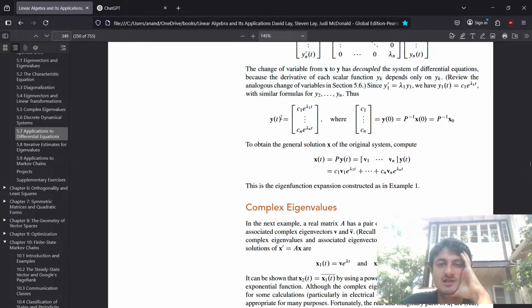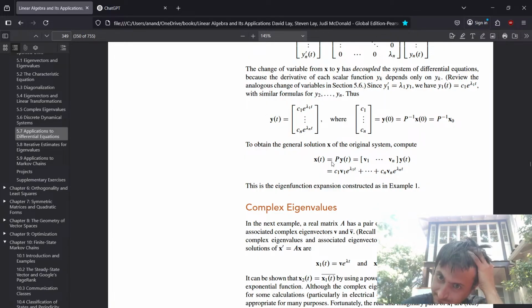So then we can easily write this. You shorten this, and you just need to write y of t is equal to c1 e to the lambda 1 t through cn e to the lambda n t, where c1 to cn is equal to y0, which is P inverse x0. To get x of t, just do P of y of t.